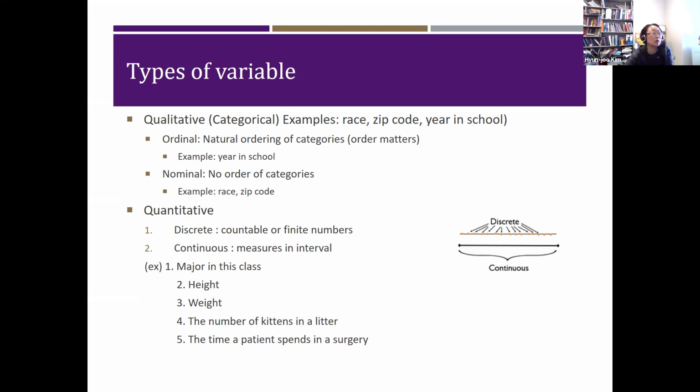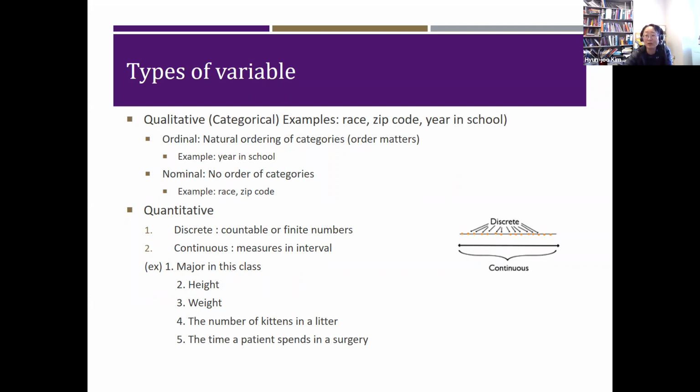Again, on the slide, there are some additional examples. The first one is major in this class. So think about your major. You might be a psychology major, a health science major, an accounting major, or a political science major. So what would that variable be? Categorical, or qualitative, or quantitative? It is a qualitative variable. Would that be ordinal or nominal? Definitely nominal. Okay, so major in the class will be qualitative nominal.